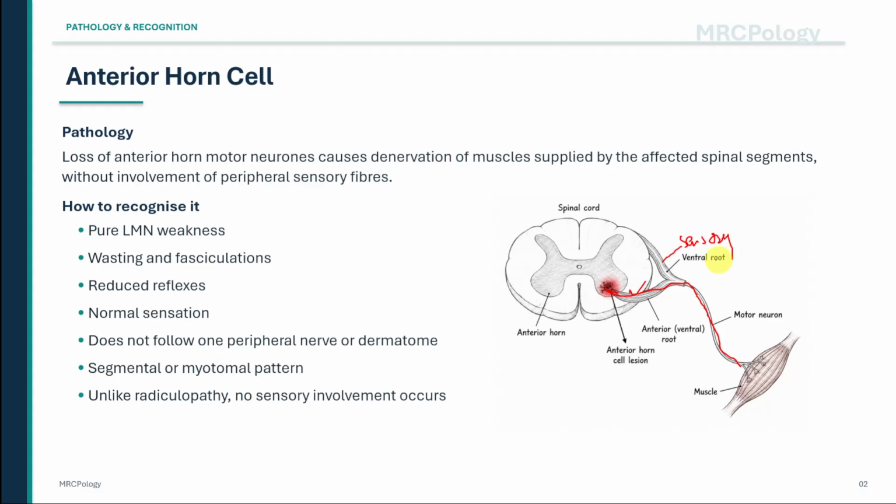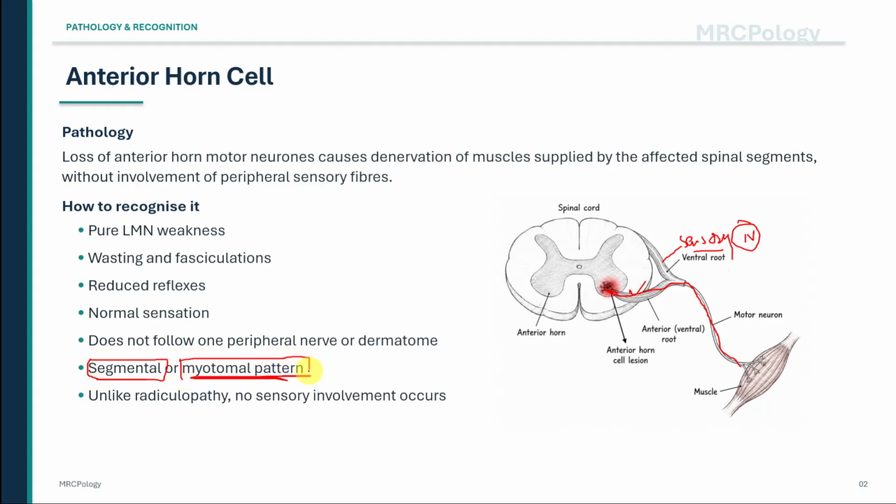Sensation should remain normal. The weakness does not follow the territory of one named peripheral nerve or a single dermatome. Instead, it follows a segmental or myotomal pattern because the anterior horn cells within particular spinal segments are affected. This helps distinguish an anterior horn cell lesion from radiculopathy.